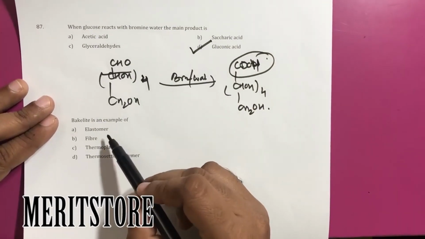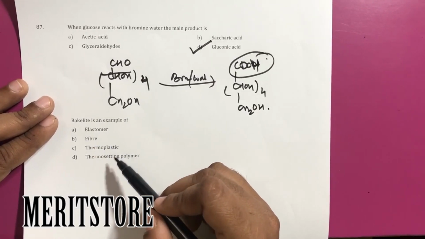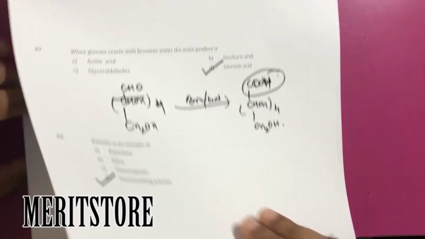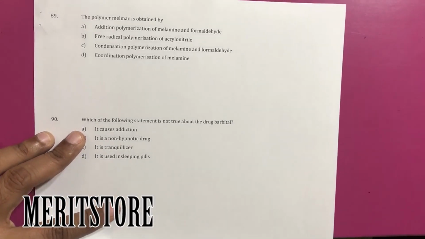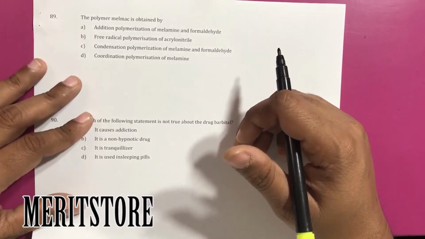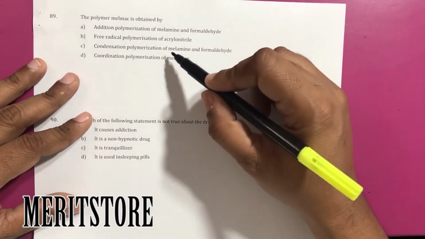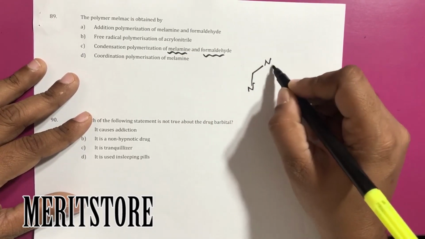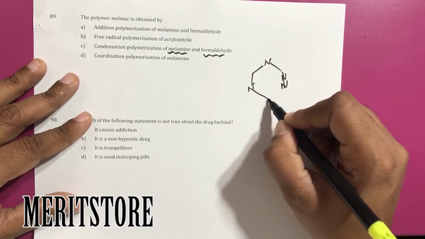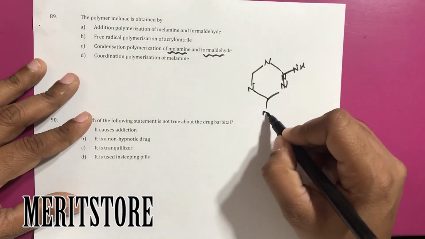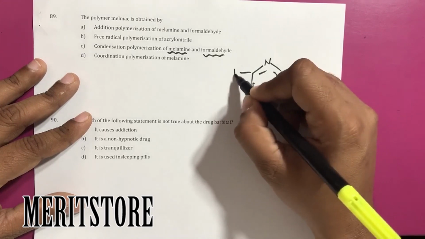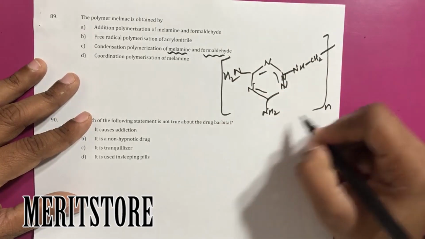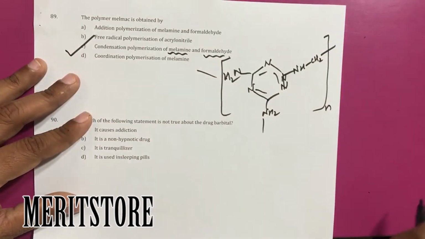Bakelite is elastomer, fiber, thermoplastic. It is a thermosetting polymer because it cannot be remolded in any other shape. 89. Polymer melamine is obtained by. It is obtained by the condensation polymer of melamine and formaldehyde. As it is, melamine structure, this is NH2 groups present over here, and it forms the formaldehyde by loss of condensation. Therefore, this particular polymer is a condensation polymer.